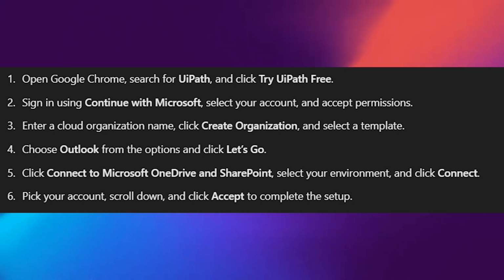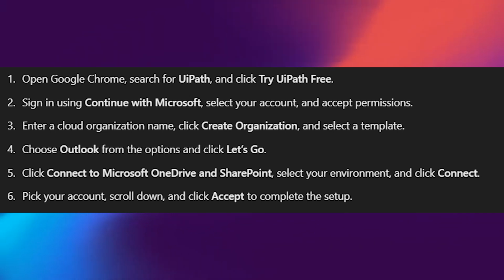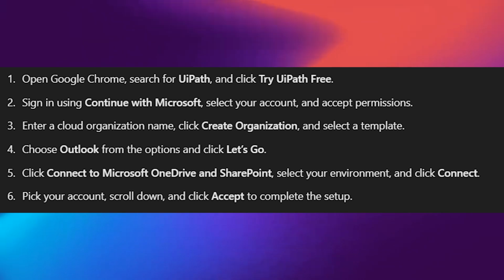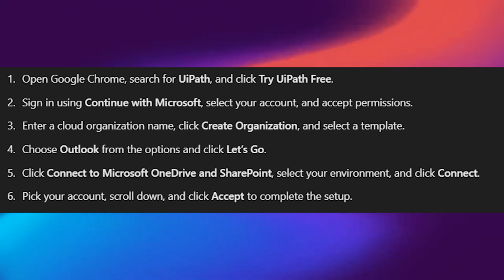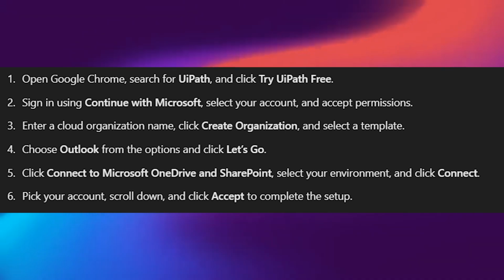Now select your environment and hit connect. Pick the correct Microsoft account, scroll and click accept, and that's it. As you can see, Outlook is now connected to UiPath and you are all set to start automating.